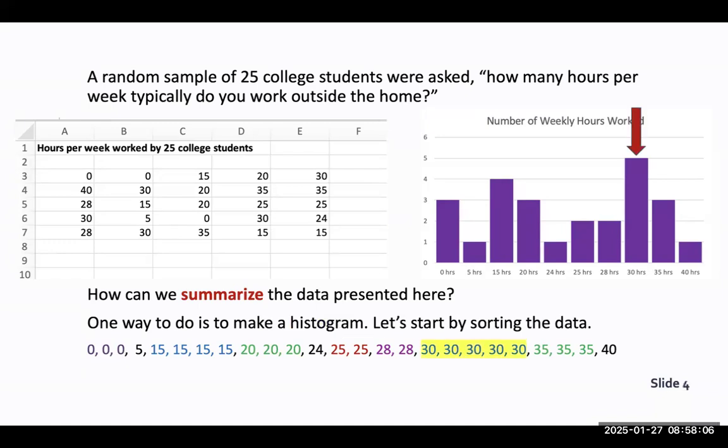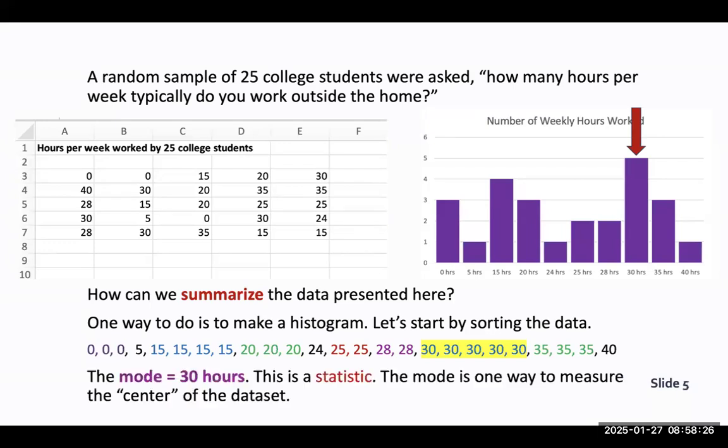Now notice that I have a prominent bar, the tallest bar, and that corresponds to 30 hours. In the histogram, I can see something called the mode, which is the most common piece of data in the data set, and that is 30. So the mode is 30 hours.